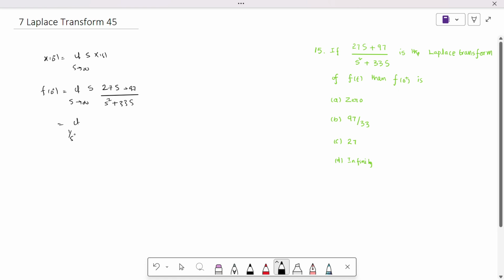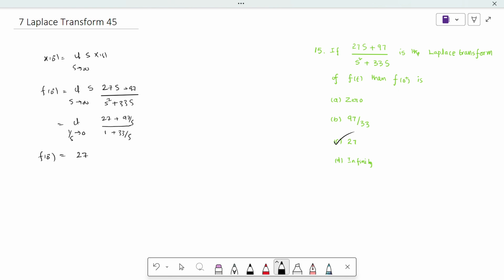So this is the limit. We can write 1 by s tends to 0. So taking s as common, then (27 plus 97 by s) by (1 plus 33 by s). So it goes to 0, then we will get 27. f of 0 plus equals 27. So option is C.